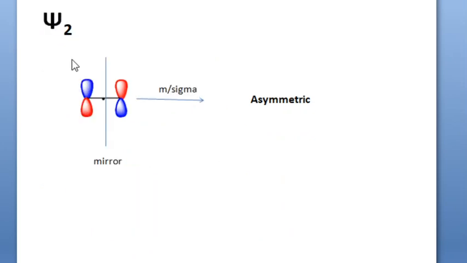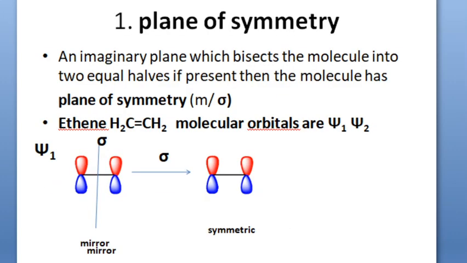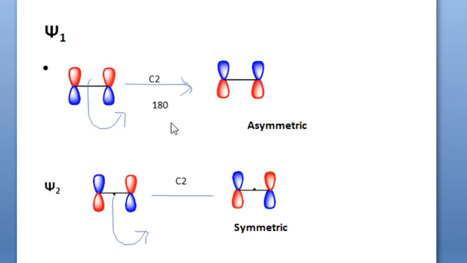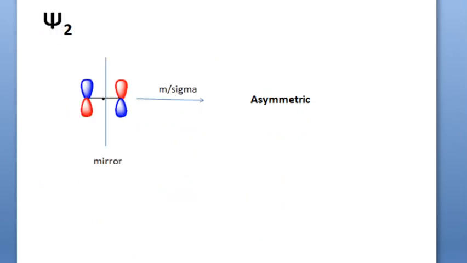Now coming to psi 2 with sigma, this is the sigma operation you are trying to carry out. The blue line indicates the mirror plane, so carry out that sigma operation. What happens? Blue won't reflect onto red, so you can say it is asymmetric. So psi 1 orbital is symmetric with respect to sigma and asymmetric with respect to C2. Psi 2 is the reverse of psi 1, that is, C2 symmetric and sigma asymmetric. So from this, let us generalize one thing.